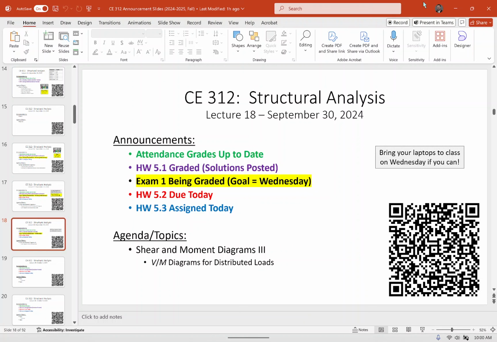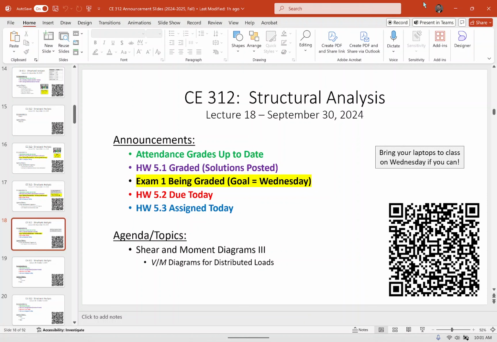Okay, good. I'm still working on grading exams. My goal is Wednesday. Absolute worst case scenario Friday, but I'm not letting it go later than that because I need to get them off my desk. Homework 5.1 is graded. So everything outstanding should be good to go. 5.2, that was the one that was due today. So hopefully, again, that went well. 5.3 is going to be due on Wednesday.